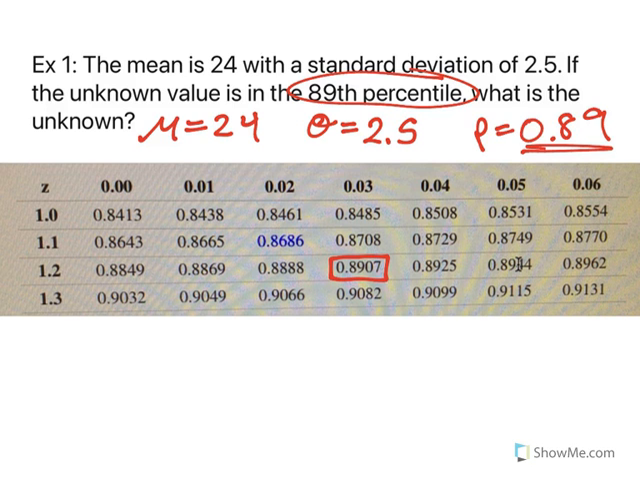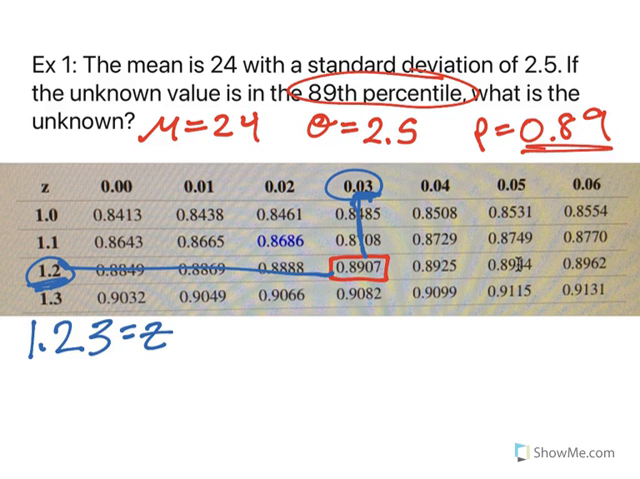Now, if we have that, to find the z-score, we go up and back. You'll notice that over here we have 1.2, and then over here the last number is 3. So this is our z-score of 1.23. That is not the answer. That is the z-score. You may recall from a previous lesson that the z-score is your unknown value minus the mean, all over your standard deviation. So we can use this formula to find the unknown value.